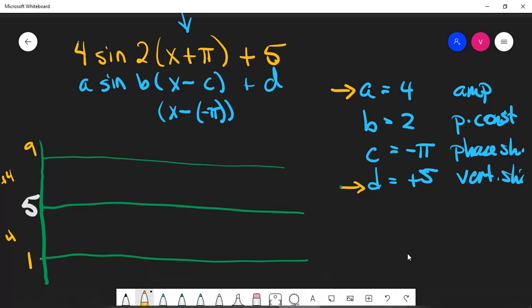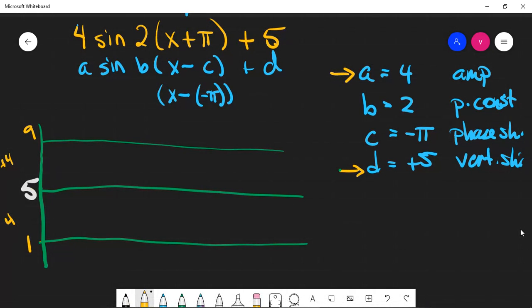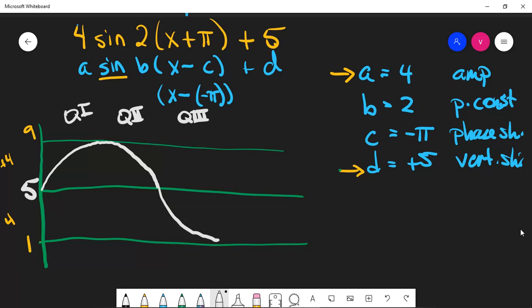Next thing I'm going to do is to draw a sine wave. Okay, so let's draw that sine wave in there. So a sine wave always starts at the midline, goes to a max, then that's quadrant 1. Then it goes from the max to the midline, quadrant 2. Quadrant 3, it goes from the middle down to the min. And then quadrant 4 goes from the min back up to the midline there.